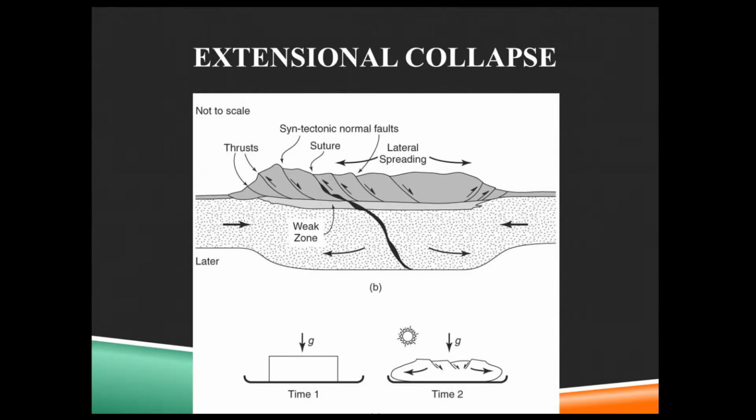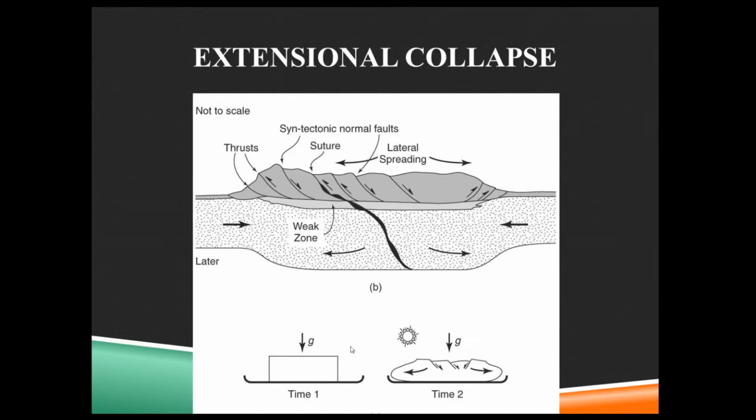So eventually you start getting this kind of action. They're collapsing downward. We've got some thrust faults still there. We've got normal faults happening. We've got thrust faults out on the edges as the material slides outward. It's kind of like taking a large chunk of butter or cheese.